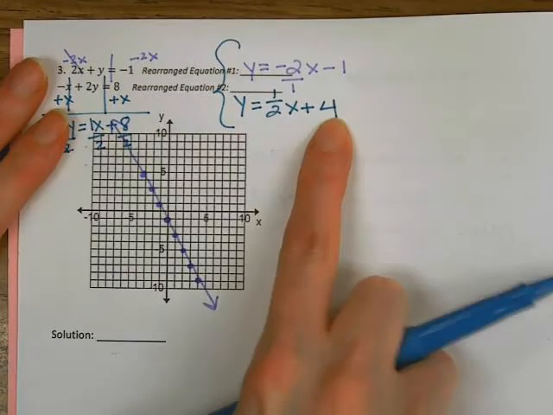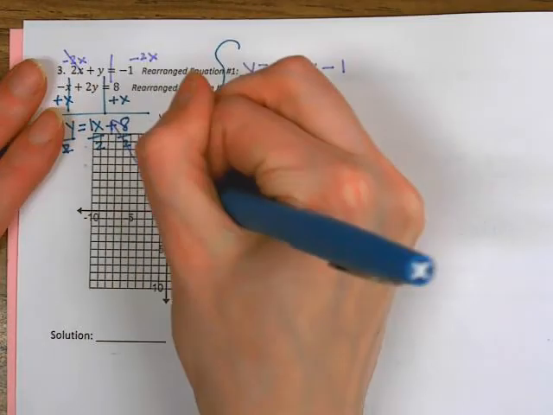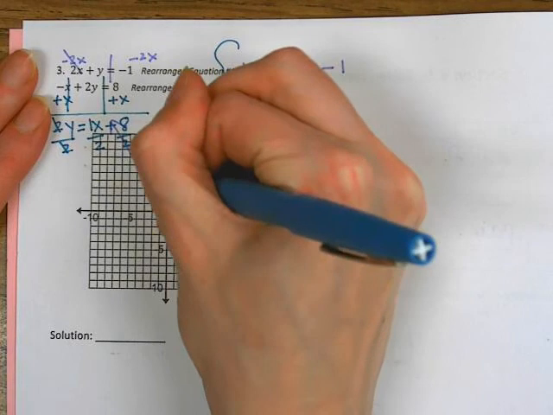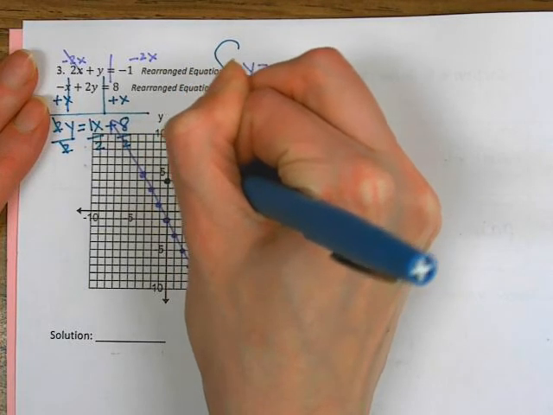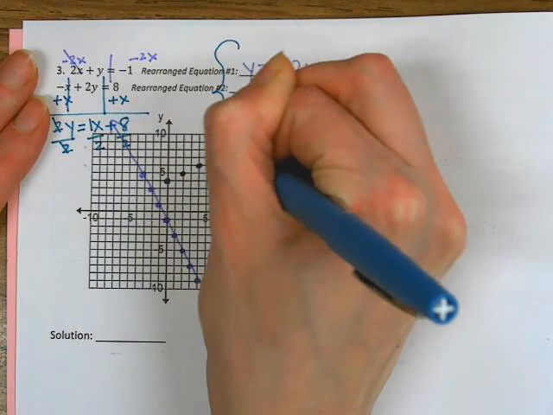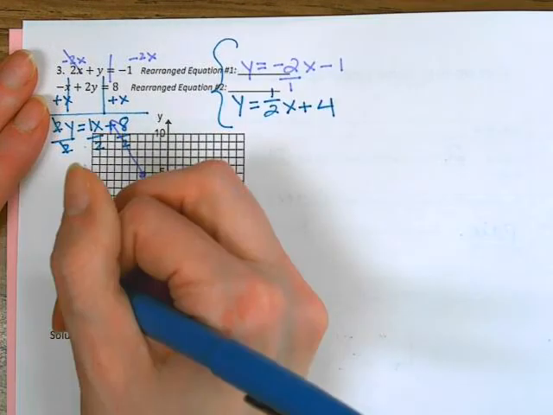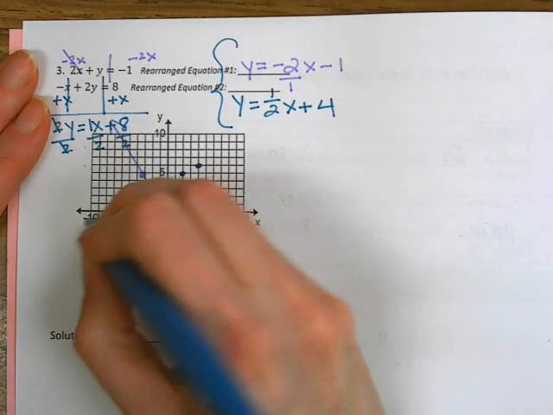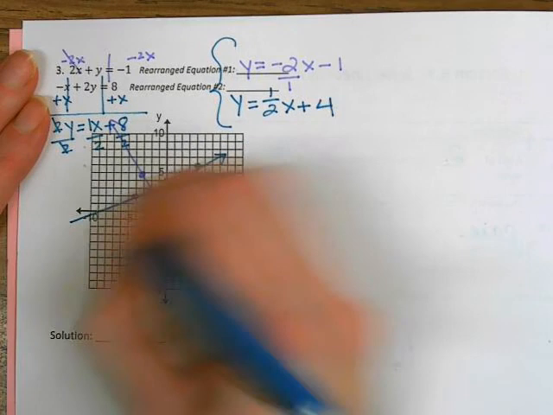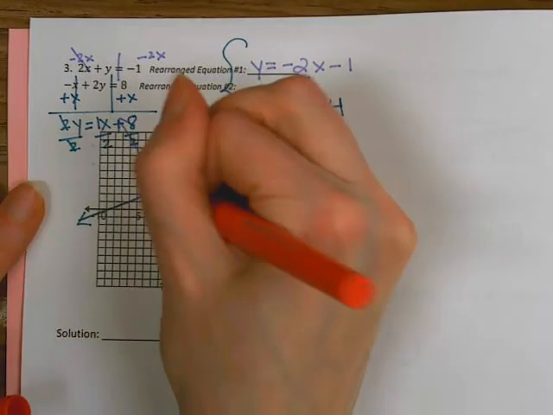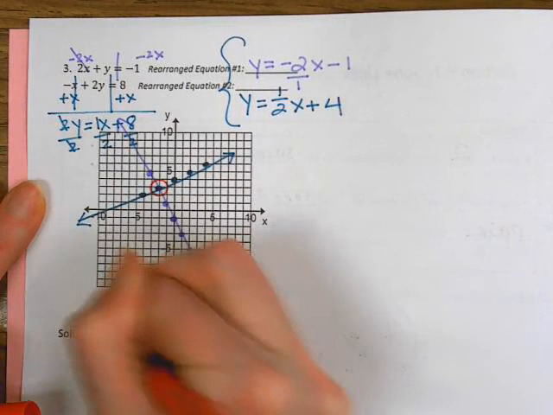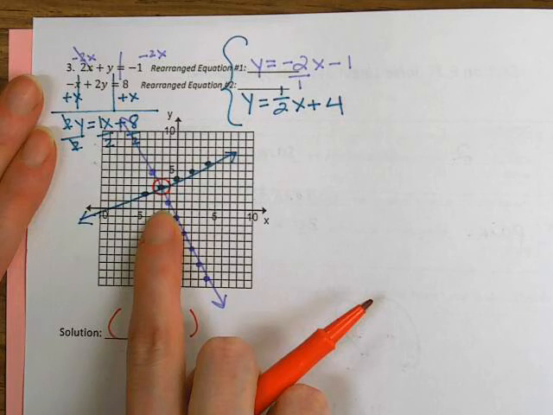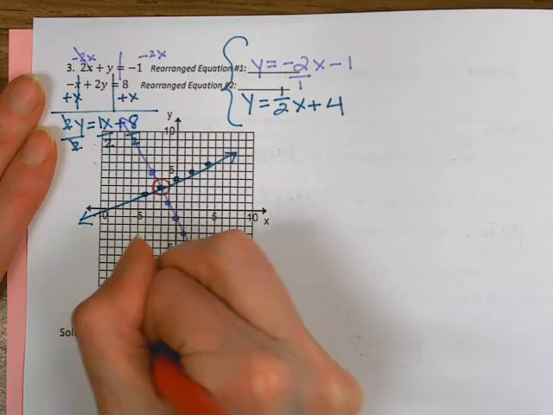And then this guy, begin with the B, so start at positive 4. And then this one, our slope is 1/2. So up 1, right 2. Up 1, right 2. Notice we're not getting anywhere going this way, so let's go the other way. Down 1, left 2. Down 1, left 2. And as soon as you guys see that they crossed, circle that intersection point, and that is your ordered pair that works for the system. So that is at negative 2, 3.